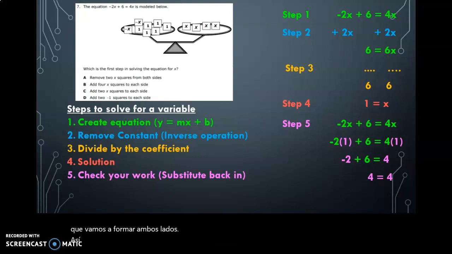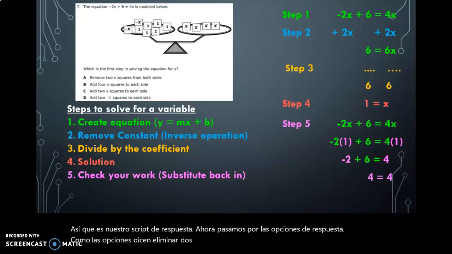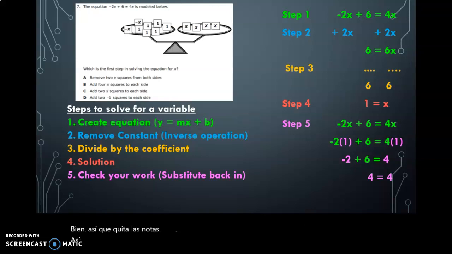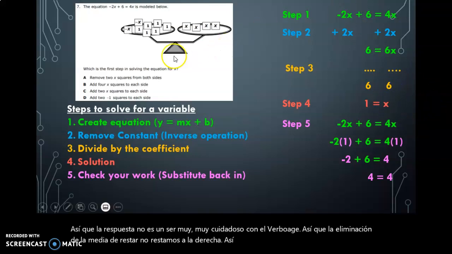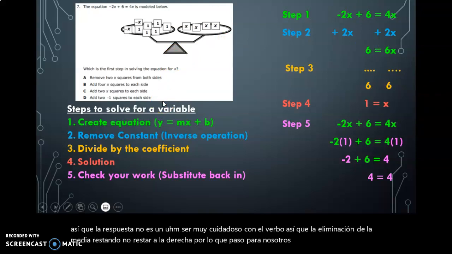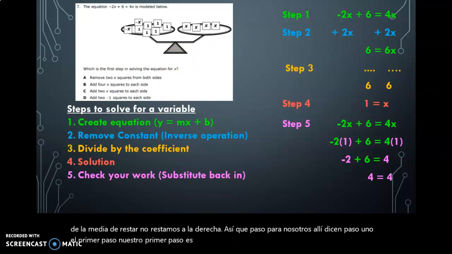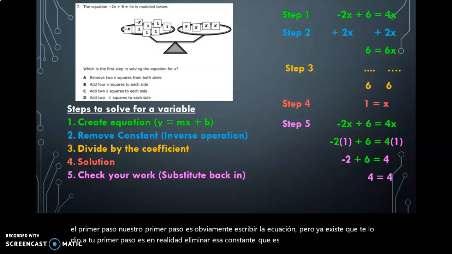Now we go through our answer choices. The answer choices say remove 2 x's from both sides. Okay, so remove denotes subtraction. So the answer is not A. Be very, very careful with the verbiage. So removing means subtracting. We did not subtract, right? So step 1, the first step. Our first step is obviously write the equation, but it already exists. They gave it to you. So your first step is actually to remove that constant, which is actually x's, but we didn't remove them. We added them to both sides, right?